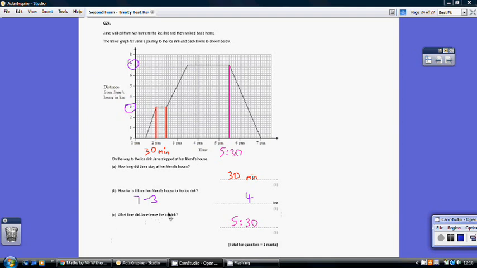Now what time did Jane leave the ice rink? Well, that's here. That's halfway between 5 and 6, so that's at 5:30 p.m. I should have said p.m. there, 5:30 p.m.